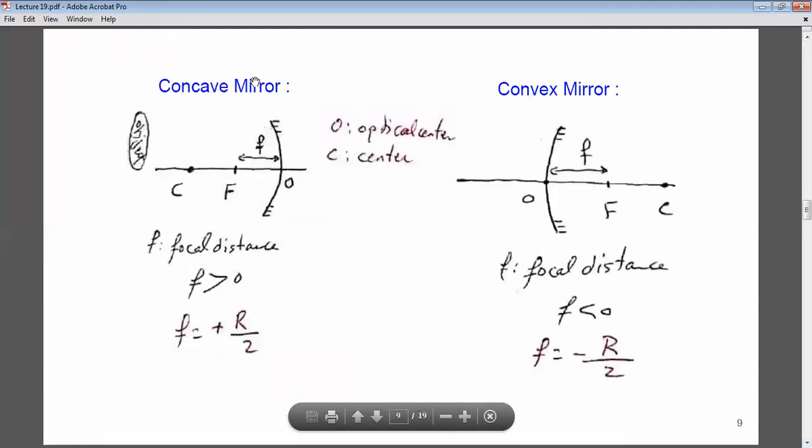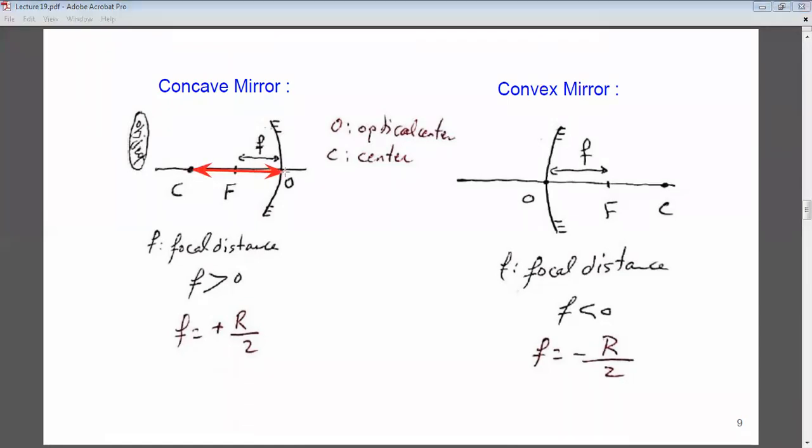So in case of a concave mirror, remember that it is part of a sphere, where C is the center of the sphere. F is equal to R over 2, because this is the center of the sphere. So this distance here is R. F is in the middle of R, so it is at R over 2. This is in case of the concave mirror.